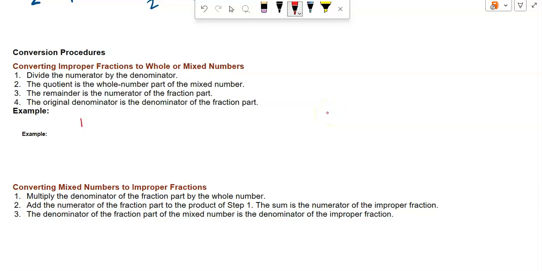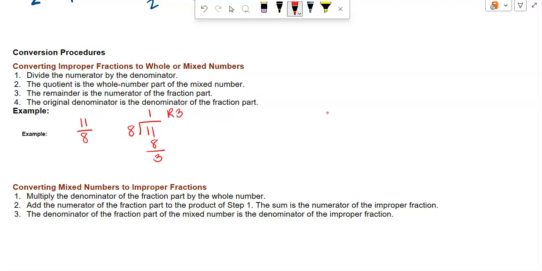And so let's start off with the first example here. So let's say we have 11/8. So right now we have an improper fraction that we're going to convert to a mixed number. So step 1 tells us to divide the numerator by the denominator. And so when we do this by hand, we have 11 divided by 8. And so 8 can go into 11 one time, and that's going to give me a remainder of 3.